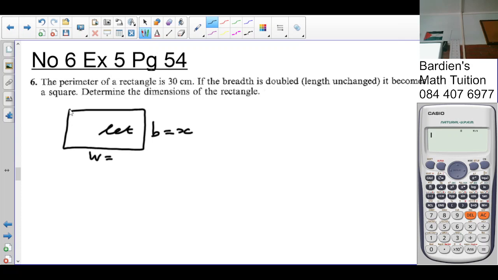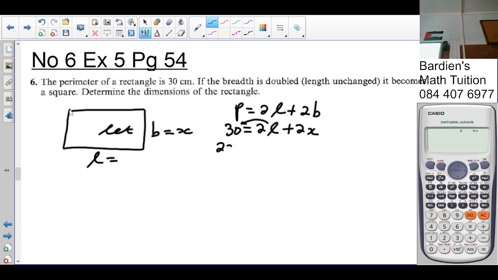So listen, the idea for us is to write the length, sorry, not the width, the length. The width and breadth are normally the same. We would like to write the length in terms of it. So what do we say? The perimeter is equal to 2 length plus 2 breadth. So 30 equals 2 times length plus 2 times breadth, which is x. So we take that over the equal sign, so 2L is equal to 30 minus 2x.